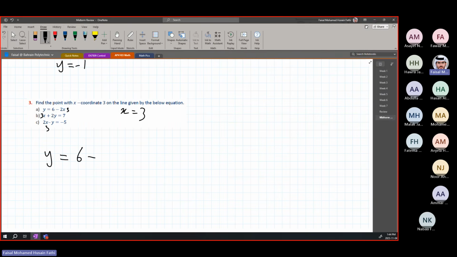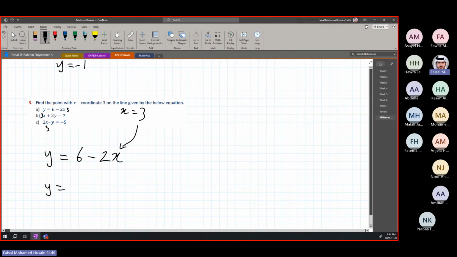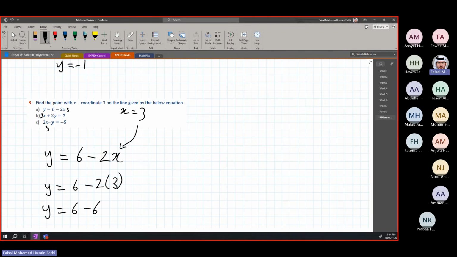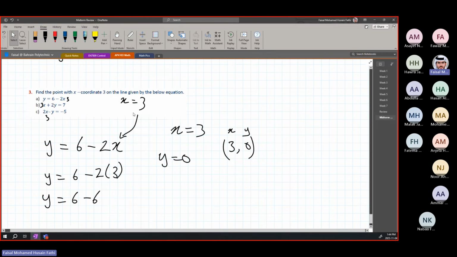So y is equal to 6 minus 2x. We will substitute 3 into the x. So y is equal to 6 minus 2 into 3. Y is equal to 6 minus 2 into plus. So minus 2 times 3 is 6. So minus 6. So y is equal to 0. So our first point is x equals 3, y equals 0, or 3, 0. Okay. So this is the point with the x coordinate. They are asking find the point with the x coordinate of 3. So this is our x value and this is our y value. You'll do the exact same thing for the remaining parts.